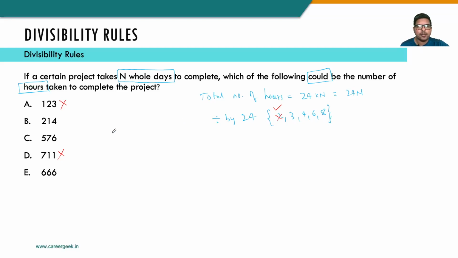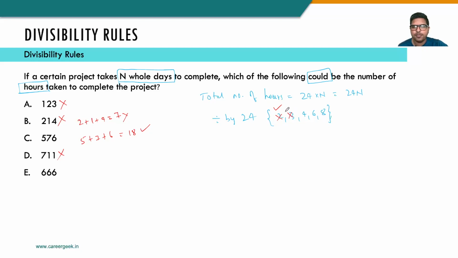Now check for 3. I'll check for all of B, C and E. So 2 plus 1 plus 4, the sum is 7. This is not divisible by 3. It has to be divisible by 3. If a number divides 24, it has to divide all of these, right? So same, let's check for 576. 5 plus 7, 12, plus 6, 18. It is divisible. Yes, it is divisible by 3.